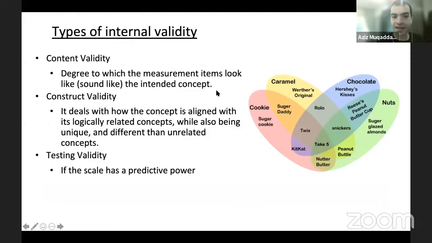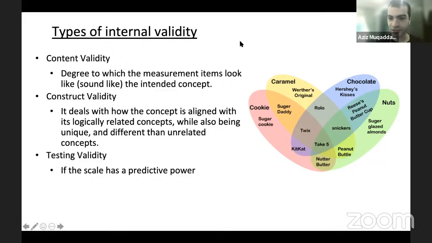Those internal validity have three things. You don't have to remember those names, by the way. I'm going to just explain how they work. So we have content validity, which is how similar the questions are to the concept. Concept validity: how are they related logically to a related concept? And testing validity is basically whether that scale could predict something.